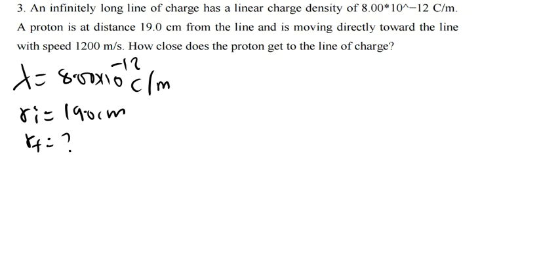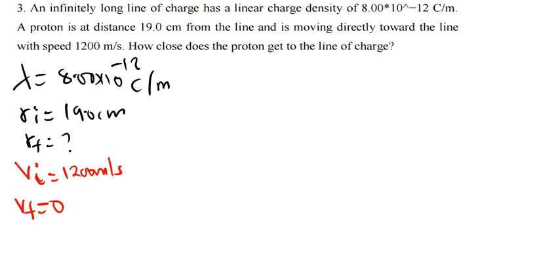displacement, the final distance. We have been told about the velocity, and this is the initial velocity. The proton is moving directly toward the line with a speed of 1200 meters per second. So we are asking how close the proton gets to the line of charge. When the proton gets as close as it can, it will stop moving. We want to find the final distance at that point, meaning that the final speed is 0.